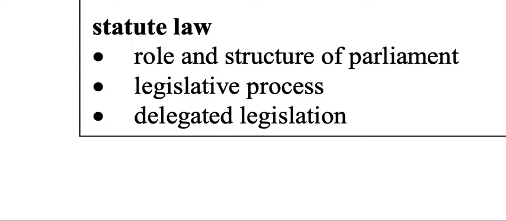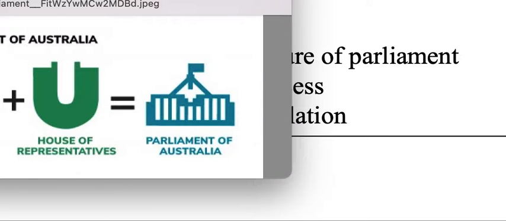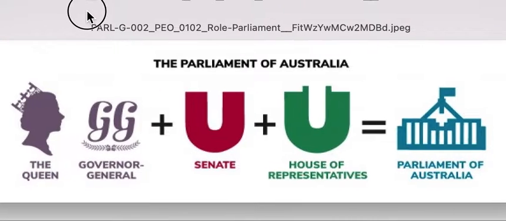Law is relatively easy with only 3 dot points, especially if you've understood the Constitution, because the first 2 dot points are really covered within the Constitution, but we're going to go through them again now. So first of all, the role and structure of the Parliament, and I want to show you an image from the Parliamentary Education Office, which has some great material and great images.